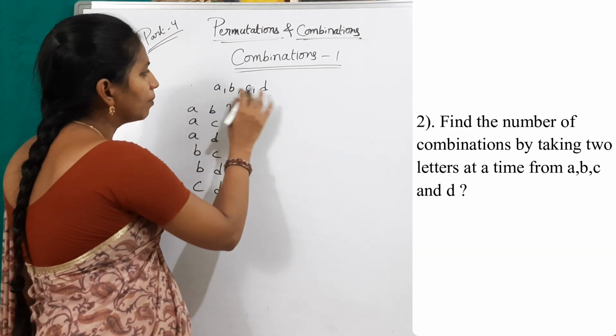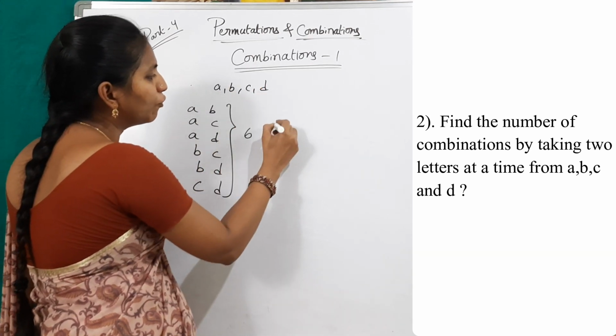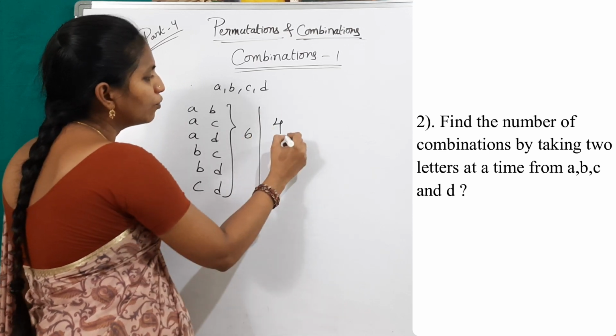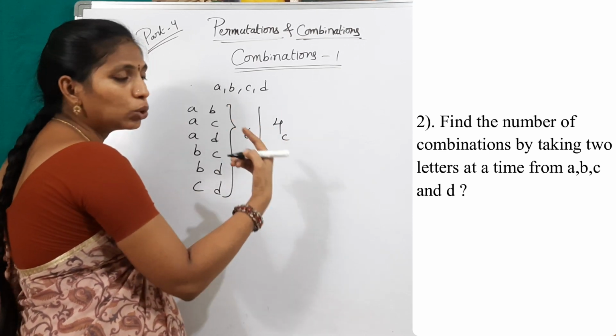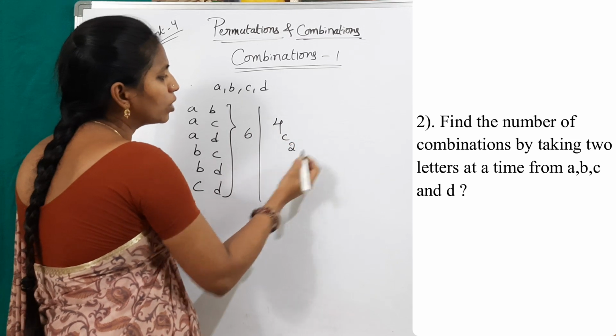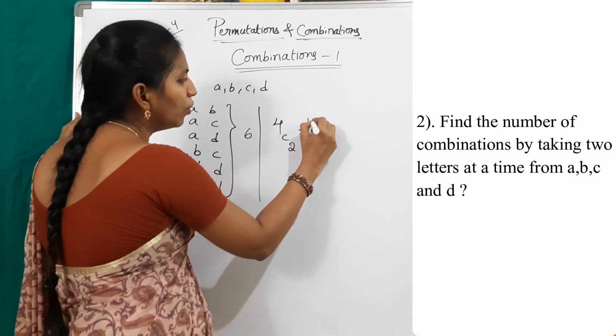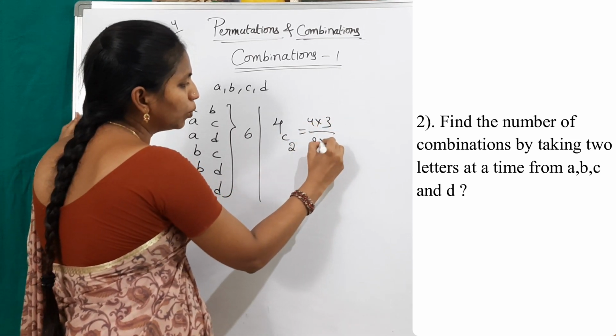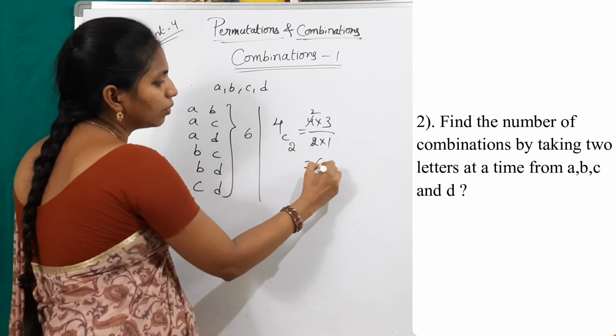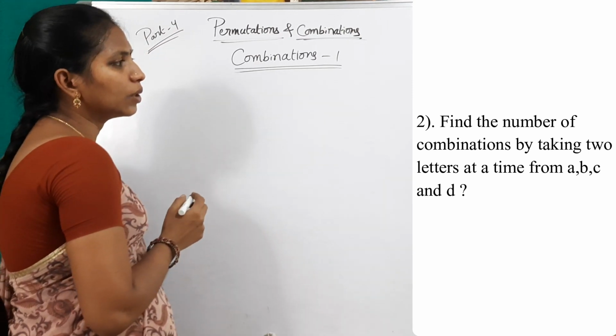By using the formula, how many letters are there? 4 letters. 4C, select 2 letters from these 4. 4C2 equal to 4 into 3 by 2 into 1. That equal to 6. Now coming to the third question.